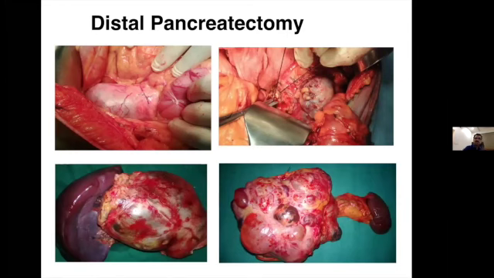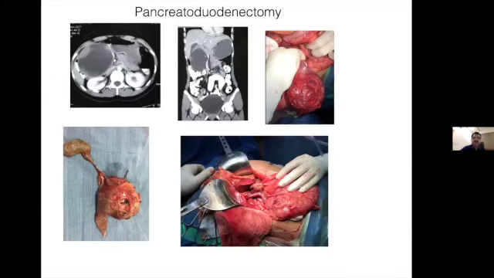So these are all surgical images from my own patients. You can see a large mucinous cystic neoplasm in the body tail region. We resected it. The other one was a large serous cystic neoplasm, which was resected by distal pancreatectomy.